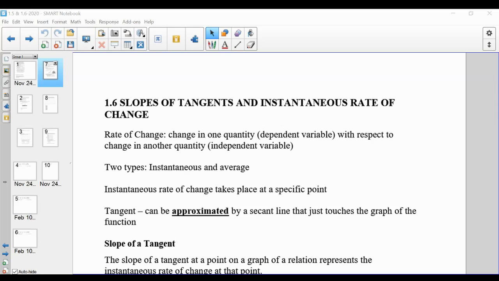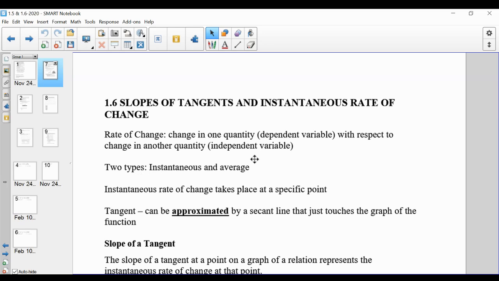So the page that I'm on now is the page that relates to instantaneous rate of change. It looks a lot like the one that we did yesterday. It starts off talking about rate of change as being the change in one quantity, the dependent variable, with respect to change in another quantity, the independent variable. There are two types, instantaneous and average.